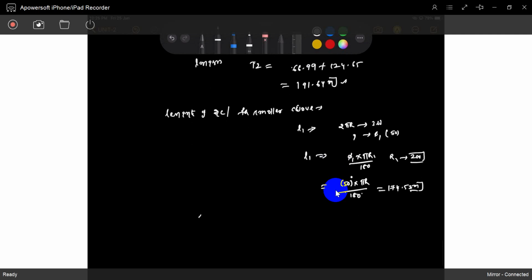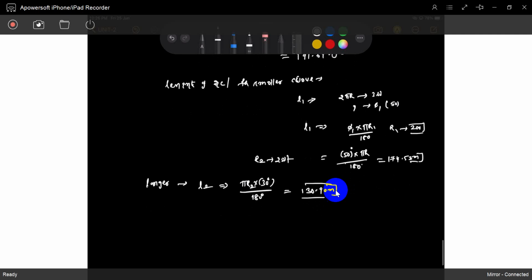So what is L2 for the longer curve? Pi R times 30 over 180, where R2 is 250. So the value is 130.90. These are the curves. Everything we know it.